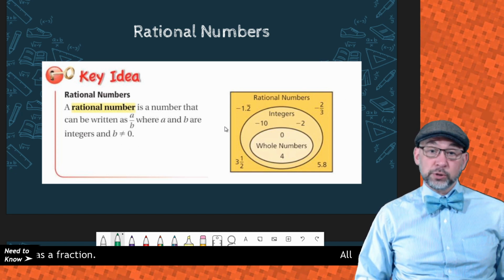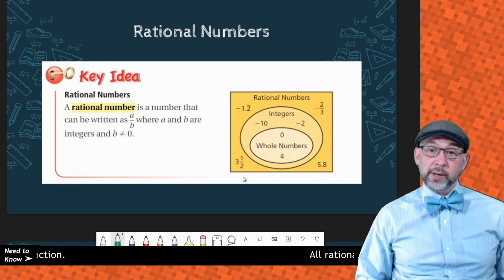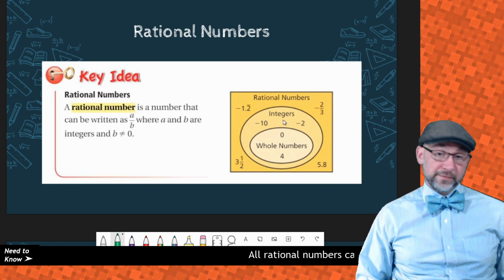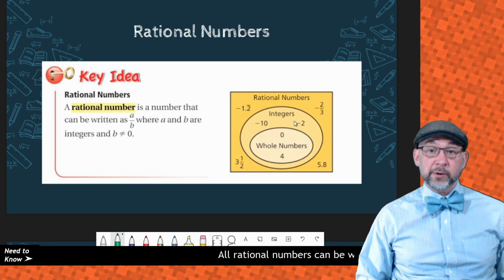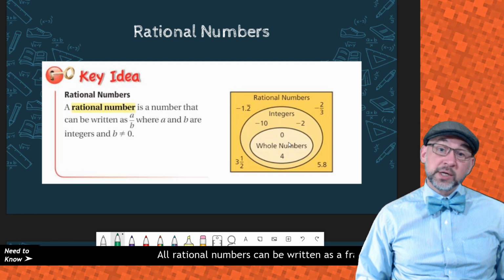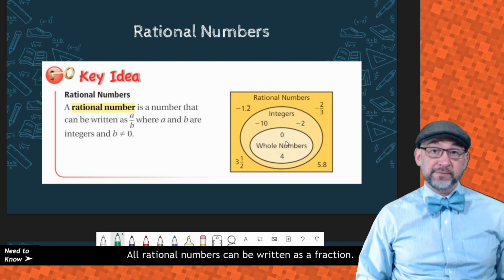So the largest group we're learning about right now is the rational numbers. A subset of that are the integers, all of the whole numbers, 0, and their opposites. And then within integers are all of the whole numbers, 0 and all of the positive numbers.